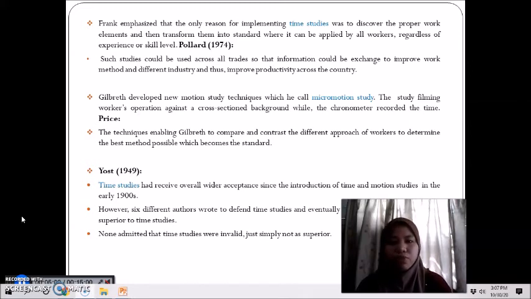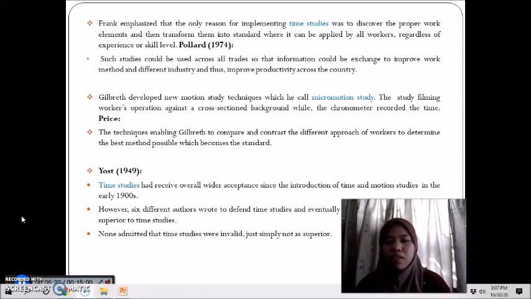Gilbreth developed a new motion study technique, which he called micro-motion study. The study filmed workers' operations against a cross-section background while a chronometer recorded the time. According to Price, the technique enabled Gilbreth to compare and contrast the different approaches of workers to determine the best method possible, which became the standard.